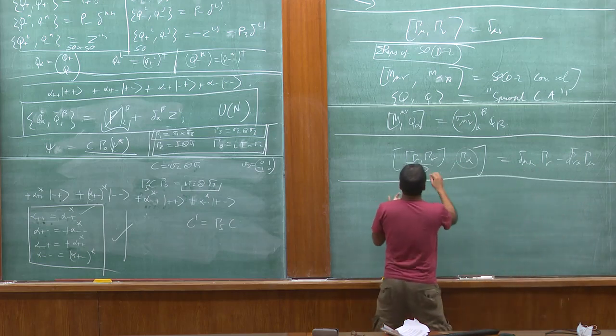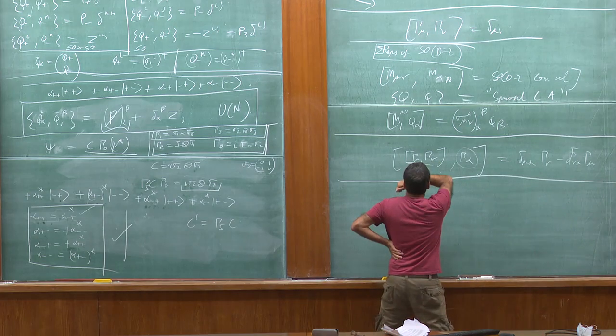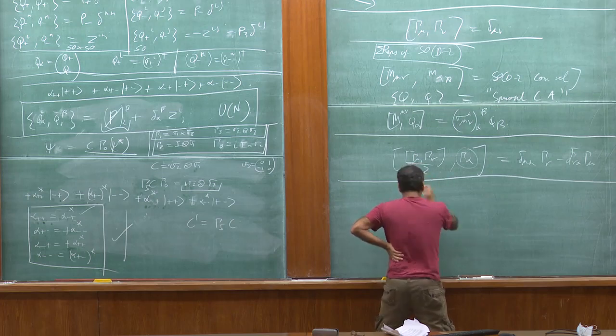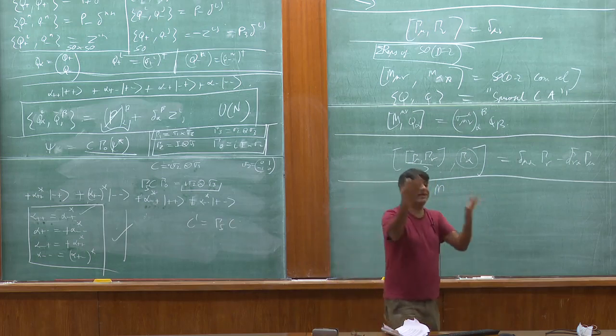We take the adjoint, the representation of mu nu in the fundamental representation.